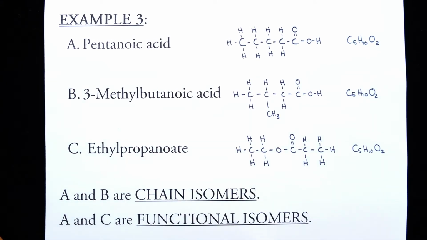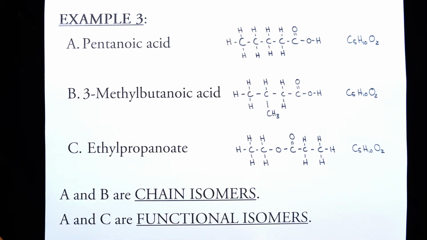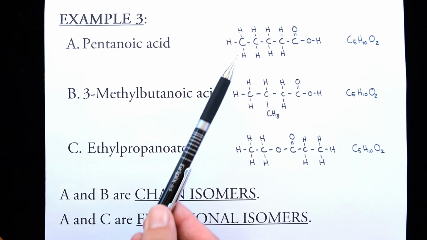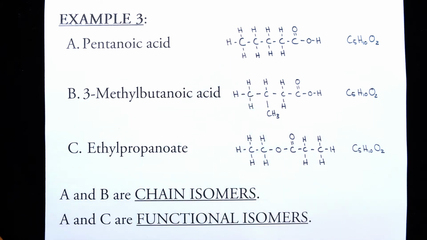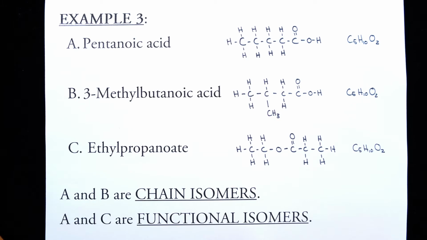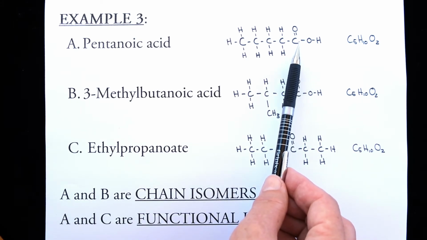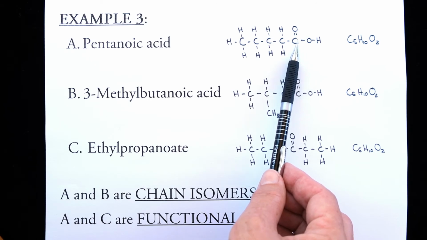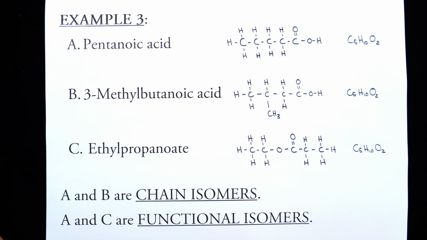Here are the structures for example 3. All 3 have the same molecular formula written on the right hand side. I've given the structure for each one. The first one is just the straight chain pentanoic acid with your carboxyl group, because it's a carboxylic acid on the right hand side. In the previous example I drew it on the left hand side.